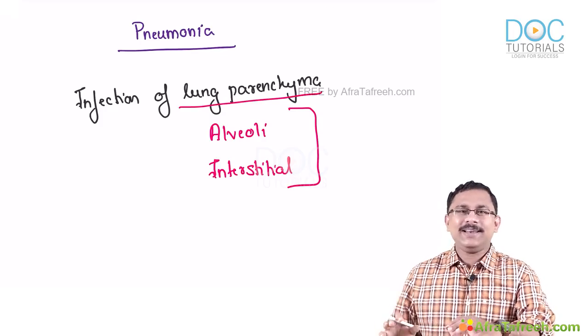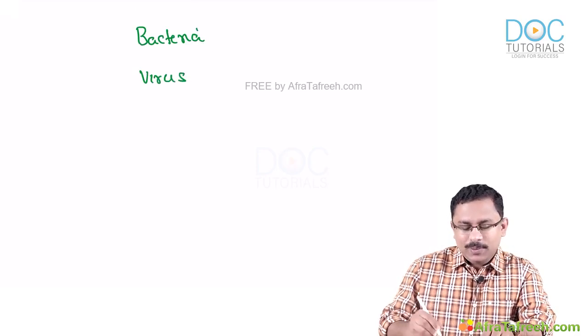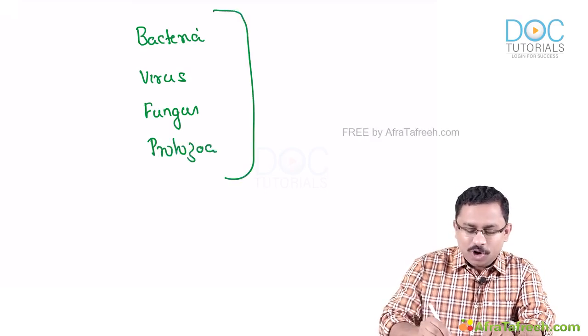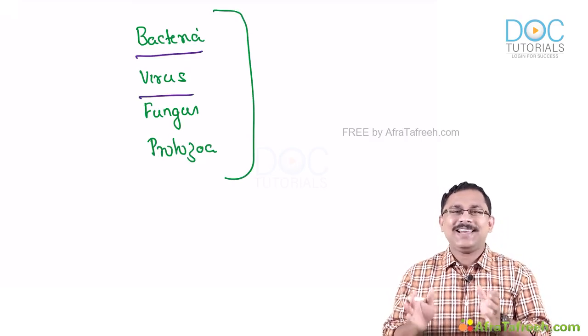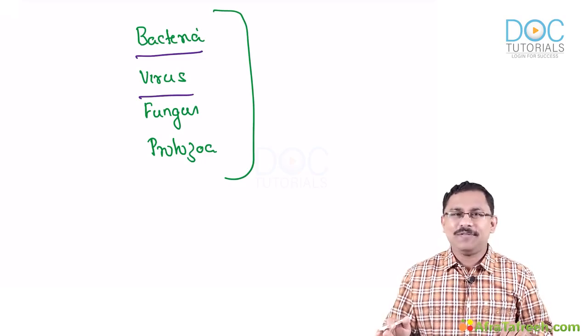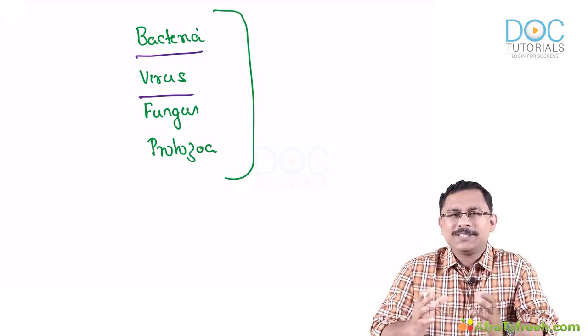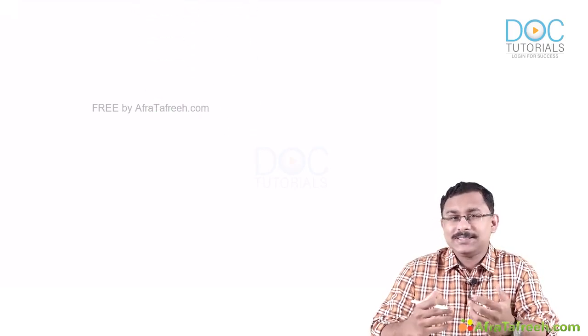And this infection, lung parenchymal infection, can be because of a bacteria. It can be because of, say, viruses. Okay, it can be because of a fungus. It can be because of a protozoa. So any of these, out of which the most common ones are the bacterial and the viral infections. So these are the etiological agents implicated in causation of pneumonia. Okay, all right. Now, for the purpose of classification, you subdivide pneumonia into various subtypes.